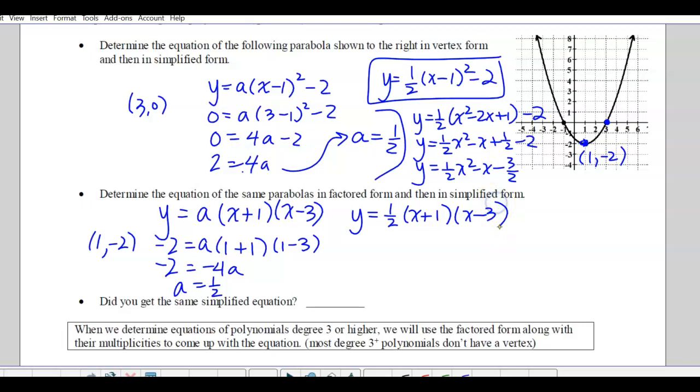Now, if we expand that out, minus, not negative. Okay, do you get the same simplified form? You sure do.